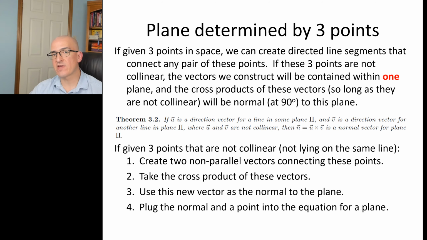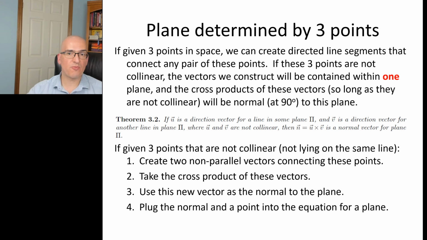With one caveat, one restriction, one thing that we have to make sure of, is that these 3 points cannot be collinear. They cannot be in a straight line. Because what will happen if they are is that when we do Q minus P and R minus P, we'll get parallel vectors.